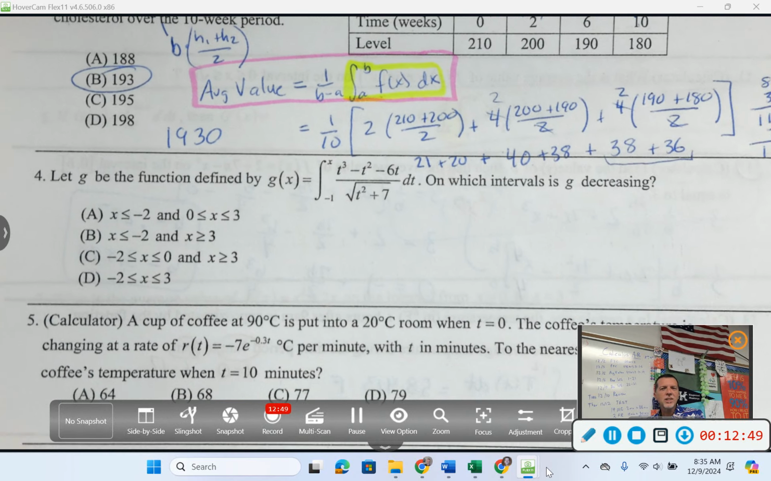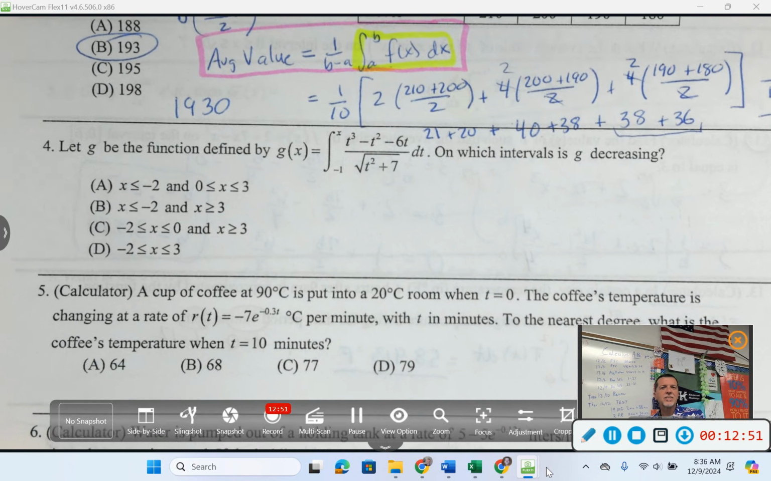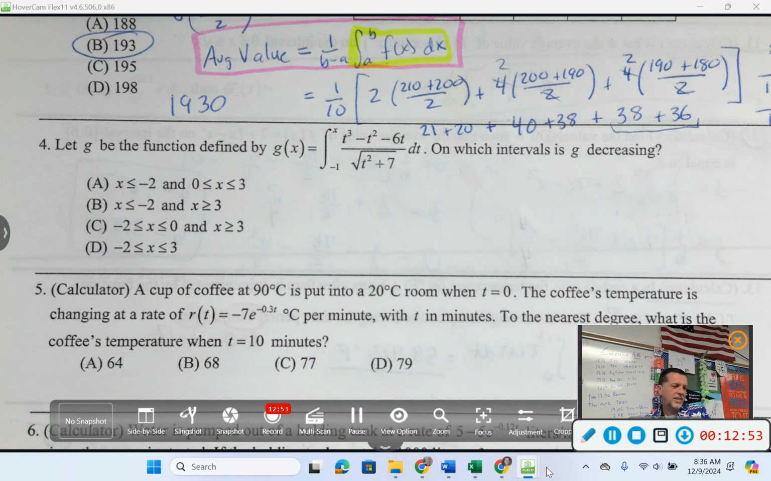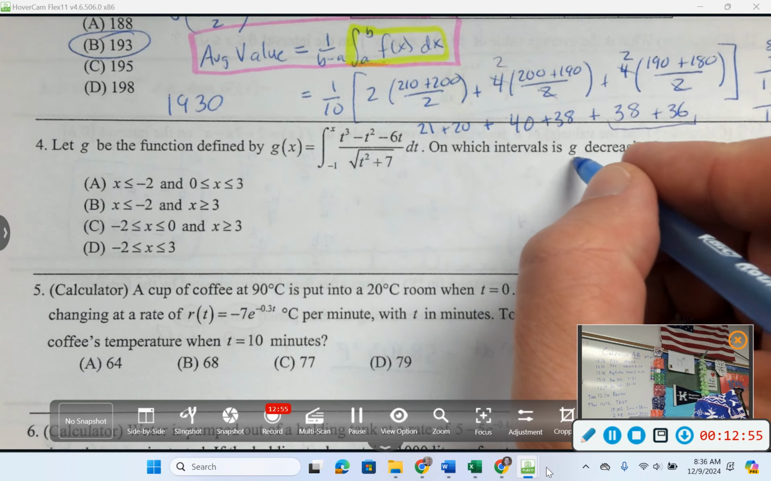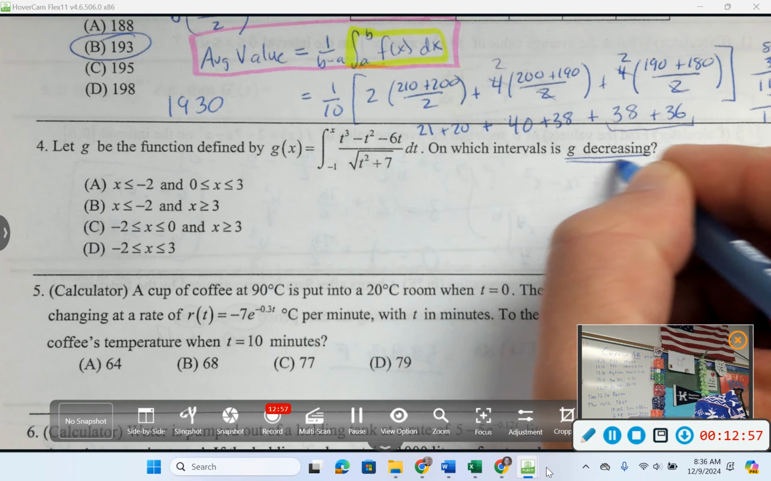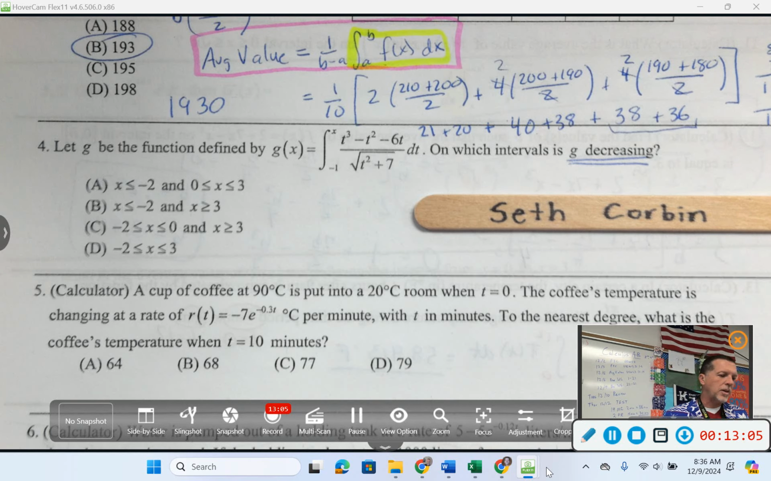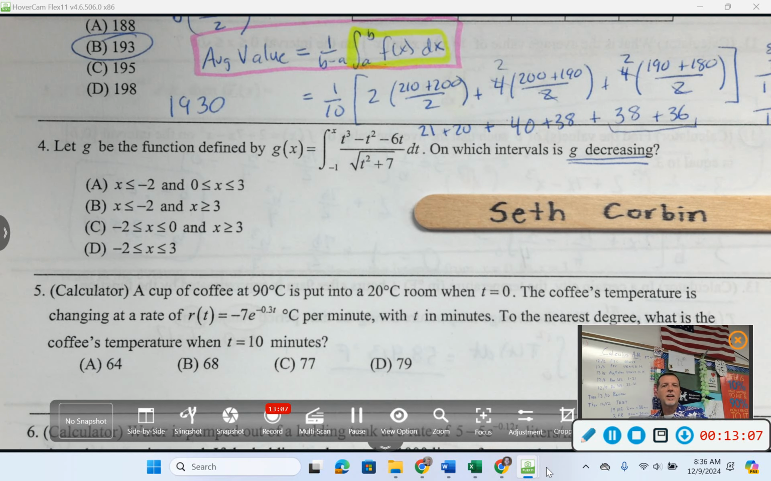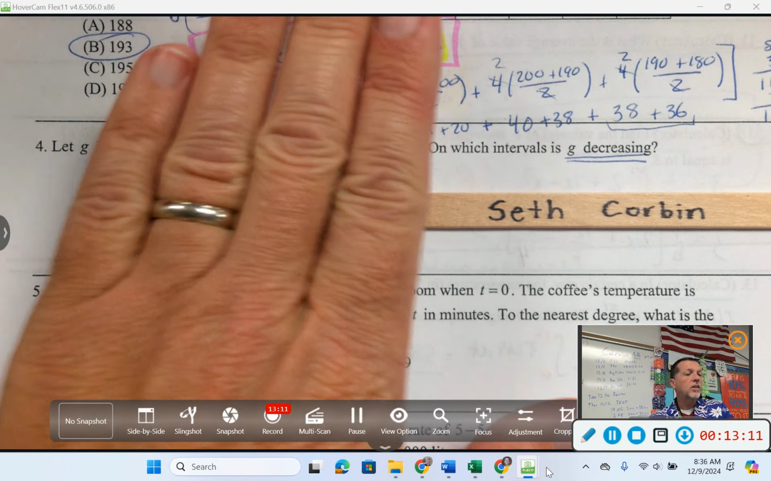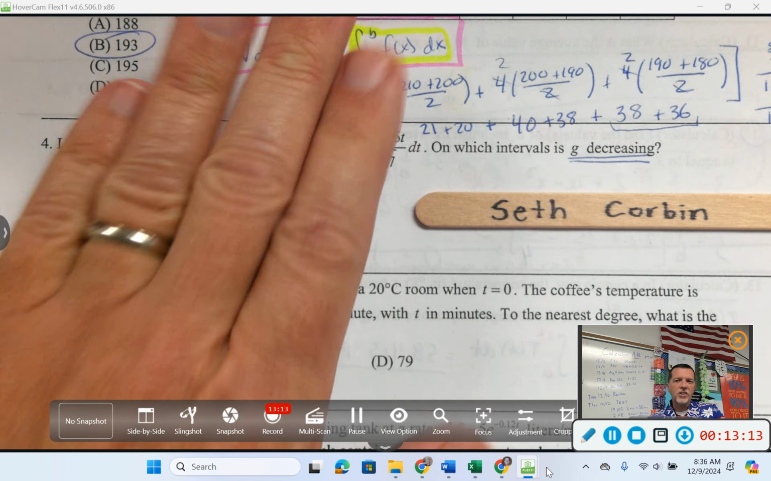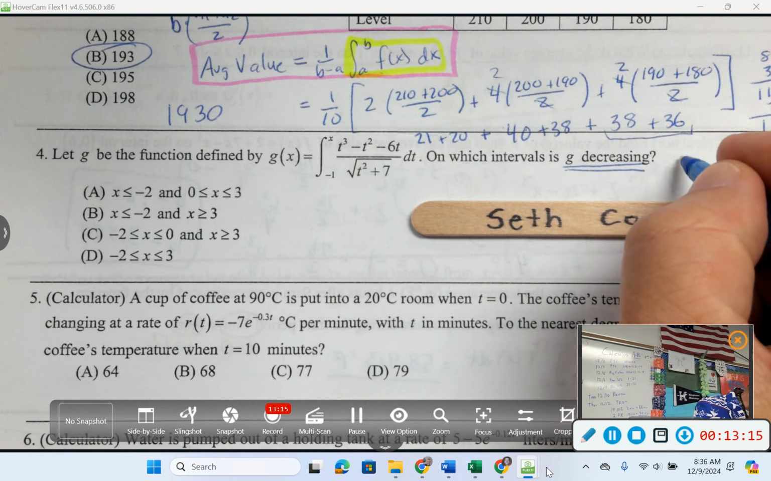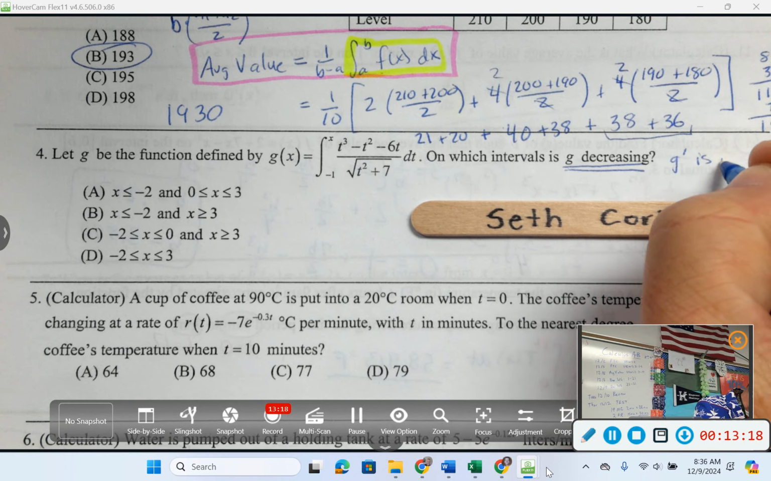Number 4. Look. On what interval is G decreasing? Okay, enough of me talking. How do I know, Seth, when G is decreasing? What would I be looking for? For G prime negative. Good. Now, I don't care about this junk right yet. I want to know where G prime is negative.